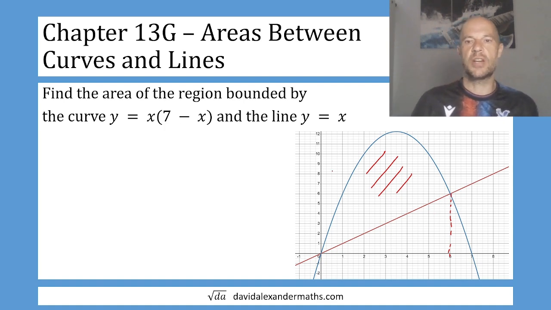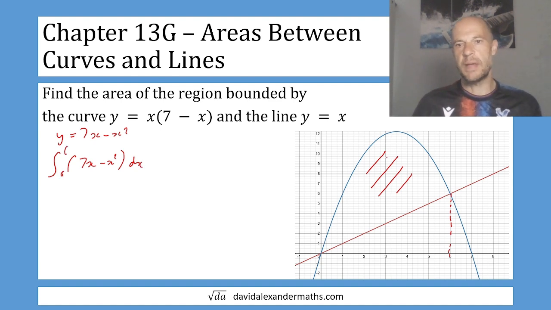So first of all, what is the equation of the curve? y is 7x take away x squared. So what I need to do is take the integral of 7x minus x squared between the limits of 6 and 0. That would be me working out this area here and the bit underneath the line y equals x. Minus, so I could work out the area of the triangle, but I can also integrate x dx between 6 and 0 as well.